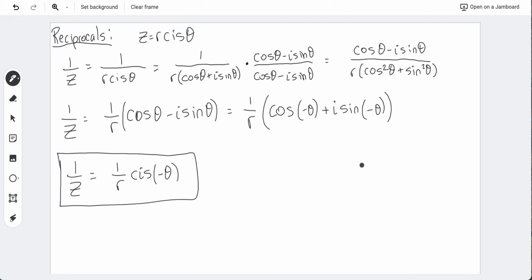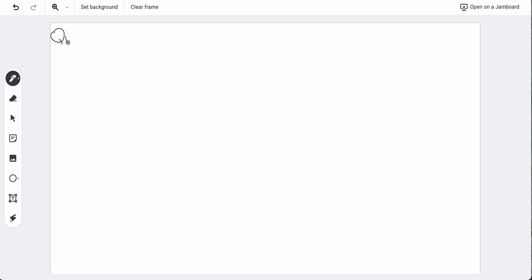And now that we have reciprocals, we can do quotients. Right? We can divide them. So let's look at quotients. So to do quotients, we're going to do, again, we'll take two numbers, z1 and z2. We want to divide them. And this is going to be, I'm going to write this as z1 times 1 over z2. And then I'll expand it.